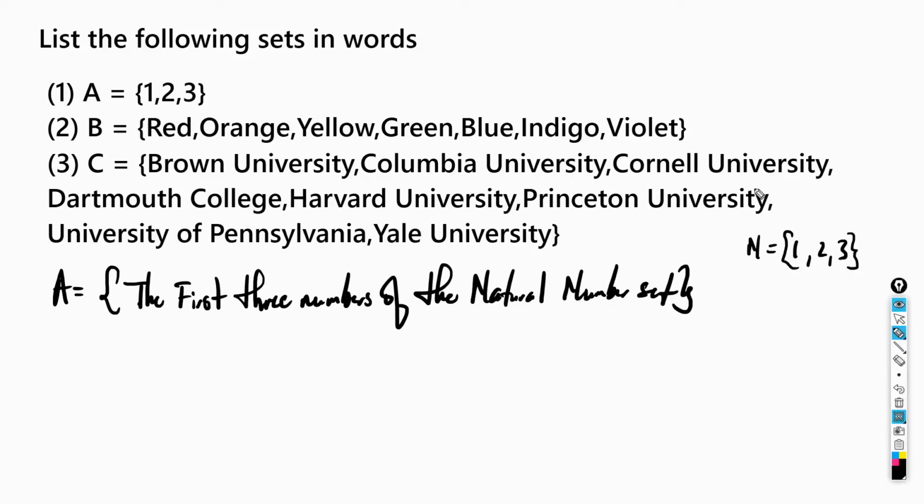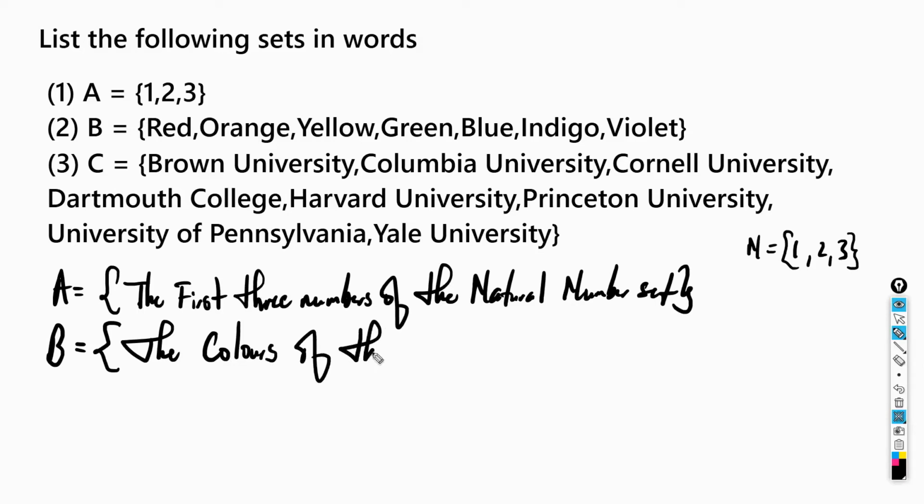All right. So B says red, orange, yellow, green, blue, indigo, and violet. So these are the colors of the rainbow. That's all I have to say here: the colors of the rainbow.